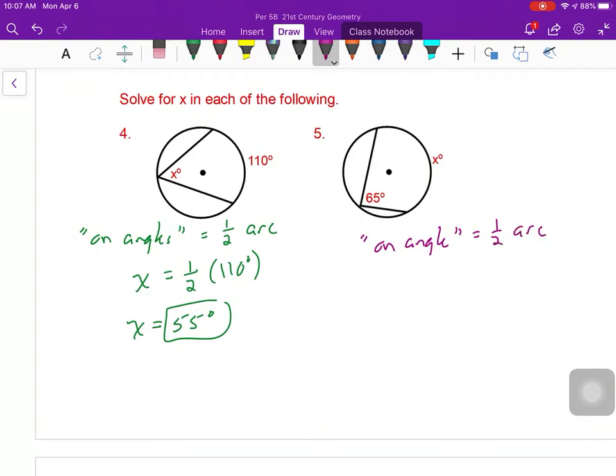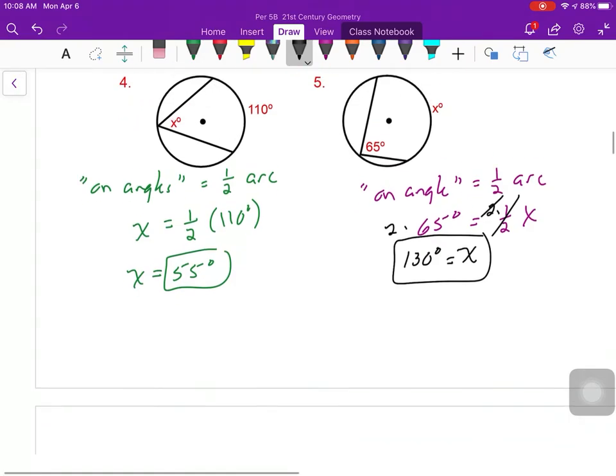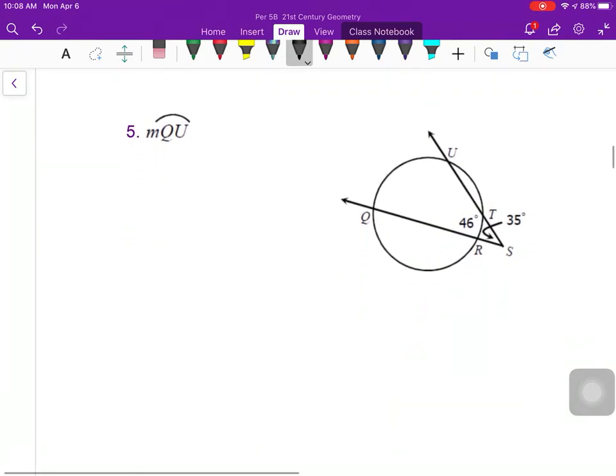In the next one, we once again have an on angle. It's equal to half of the arc. This time they gave us the angle, 65 degrees, would equal half of x. Hey, we've seen this multiple times. We know the drill. We know we're going to multiply both sides by 2. 2 times 65, 130. And over here, we just have x. Still not a big deal at all. Got those down.